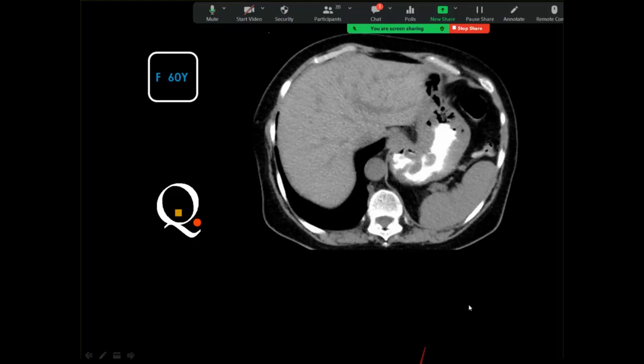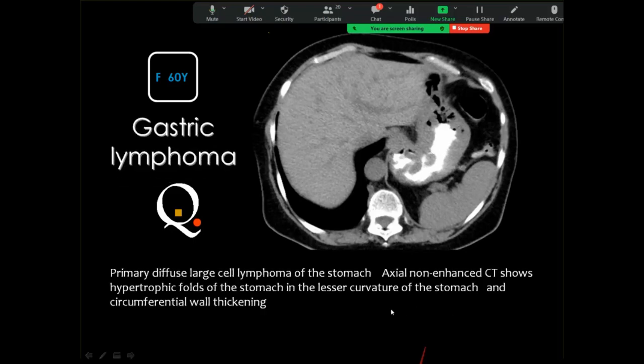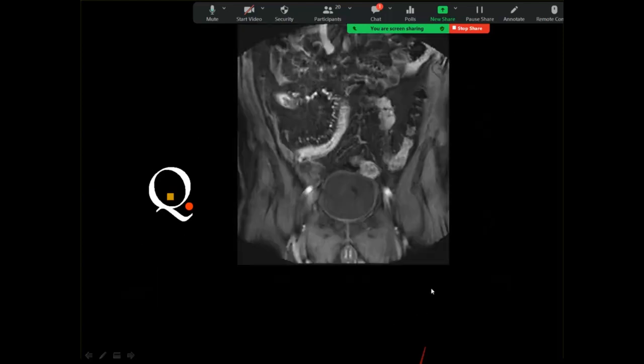This patient has proved to be gastric lymphoma after endoscopy. Next case.